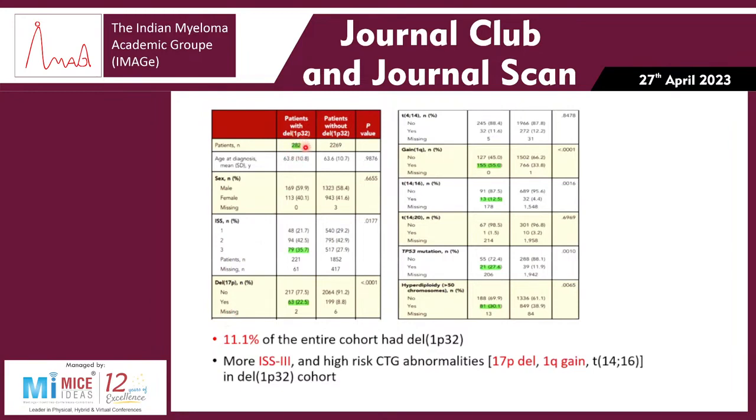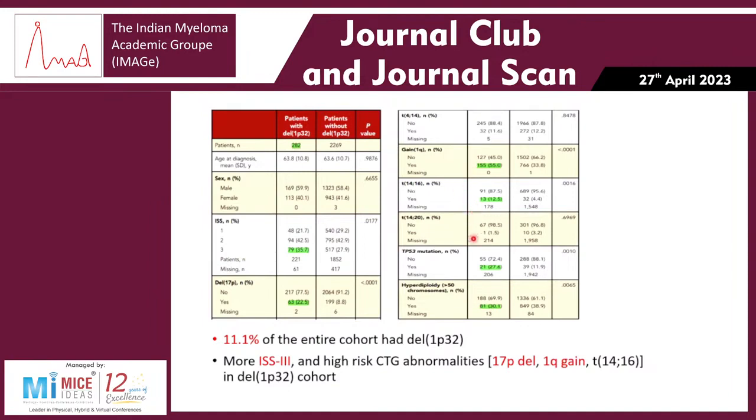There was no difference with respect to the median age and gender distribution in both the cohorts. There was higher frequency of ISS3 and high-risk abnormalities like 17p deletion and TP53 mutation, 2.5 times higher as compared to the non-deletion 1p cohort, and gain 1q was found in 55% of the patients with deletion 1p.